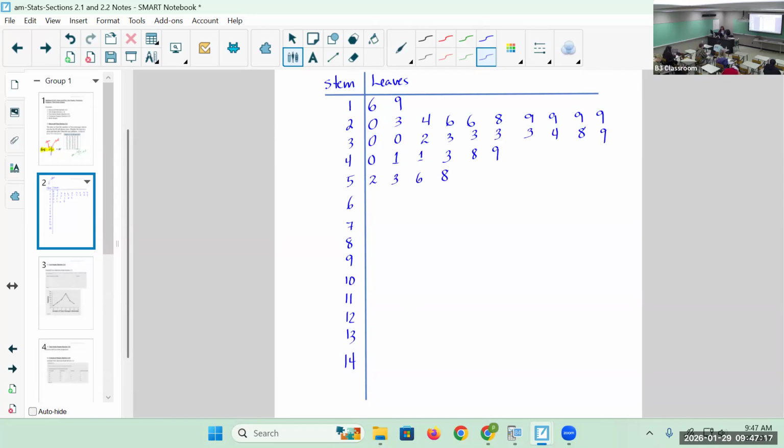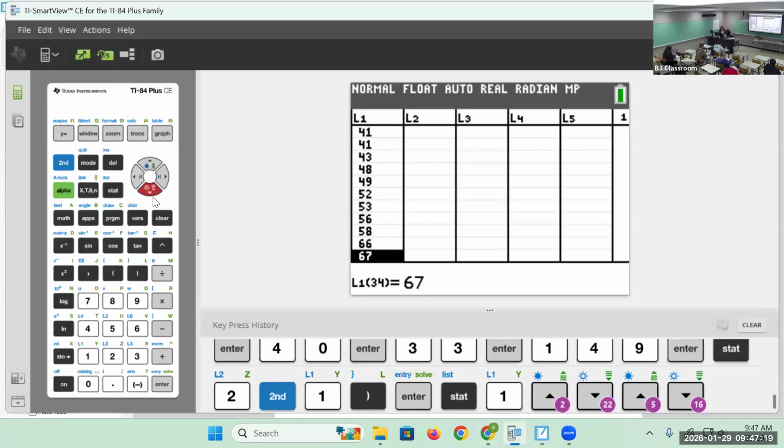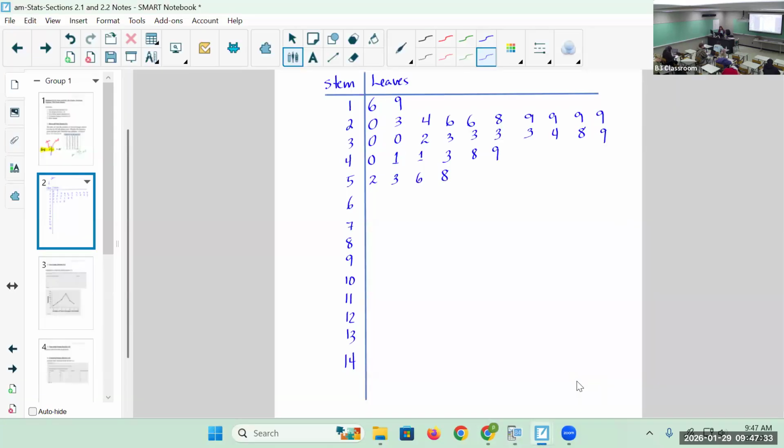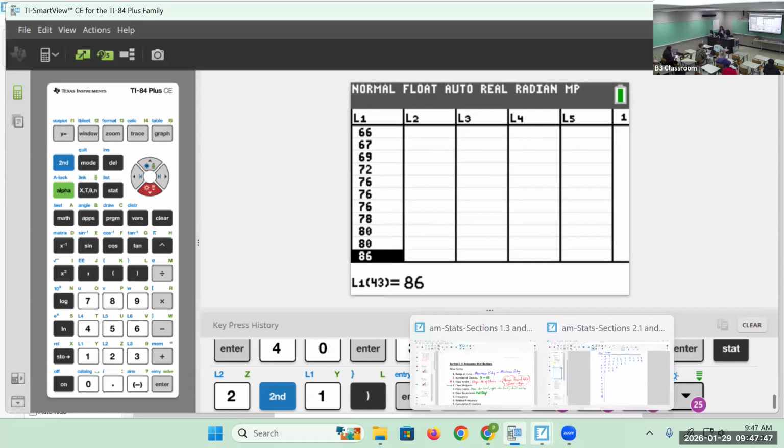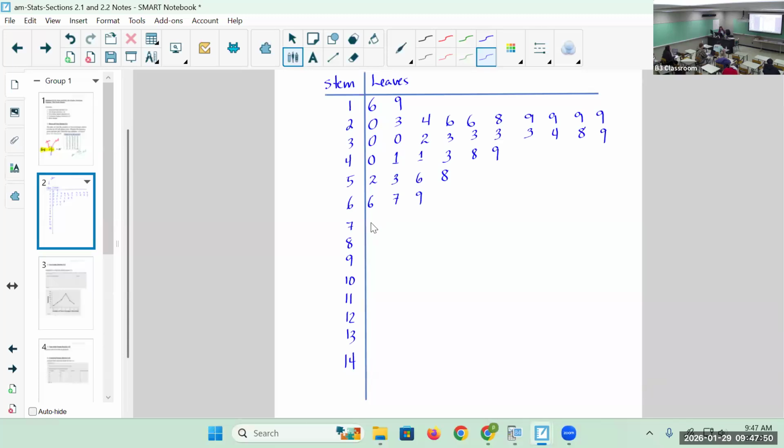Okay, so now the 60s. They seem to be fewer now. So then I have 3 60s. So I have 66, 67, and 69. For the 70s, I have 72 through 78, so that's 5 of them. So I have 72, 3 76s, and a 78.